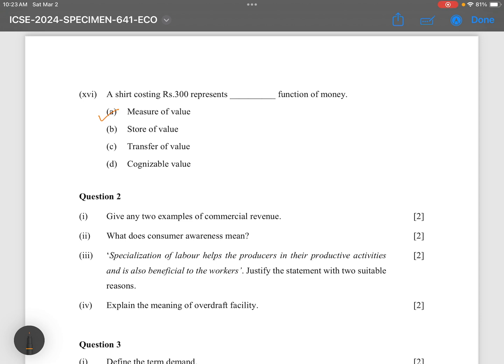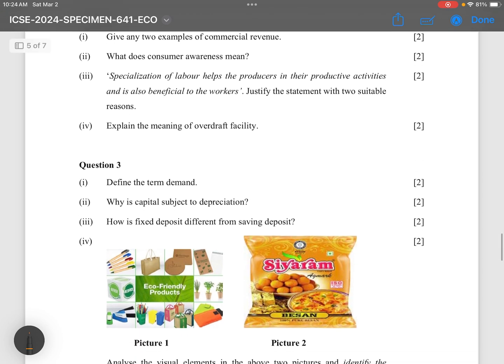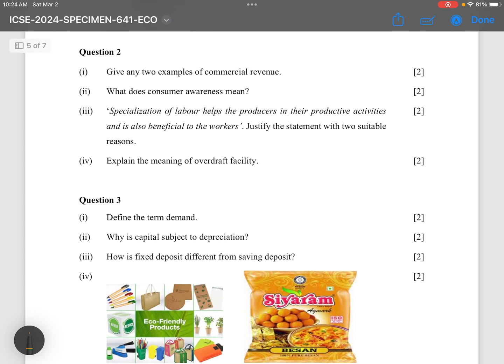Now these are 16 questions, 1 marker each. Now we have 40 marks of the paper, which is section A, which is compulsory. You cannot leave any question, even in question 2, 3 and 4. Okay, so now let's go to question 2. Now here you note that these are 2 markers. Each of these options is 2 markers.